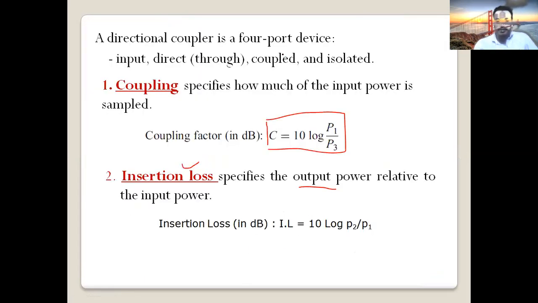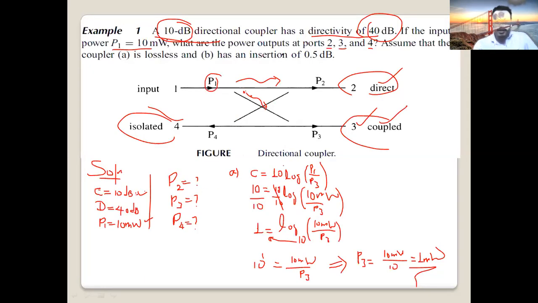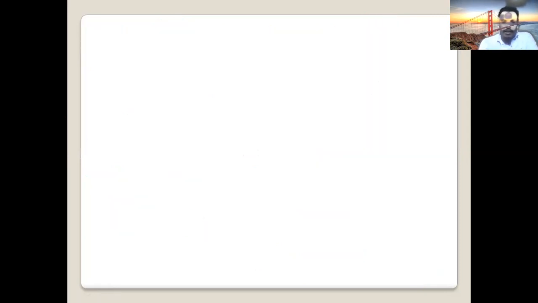Okay, next, we need to calculate P4. How much power goes in the wrong direction? We need it to be 0. We need all the sampled signal to go to P3, but due to design imperfection, a small amount of power is coupled in the wrong direction, P4. So how to calculate that? We use the formula for D.